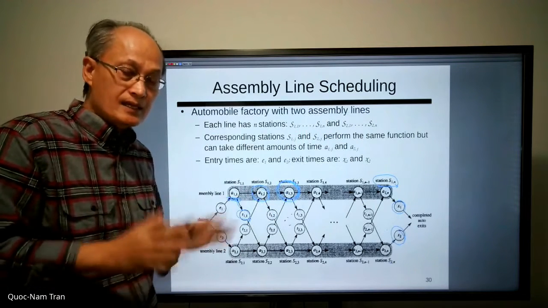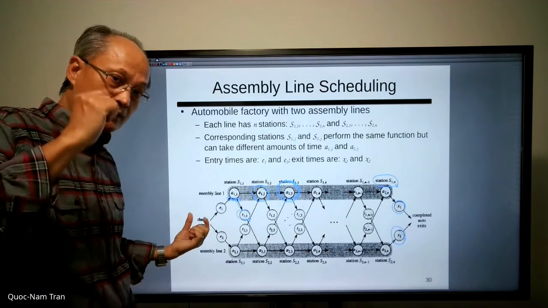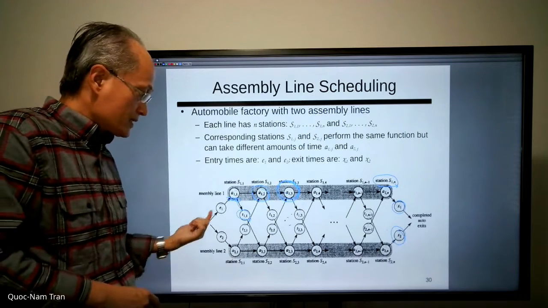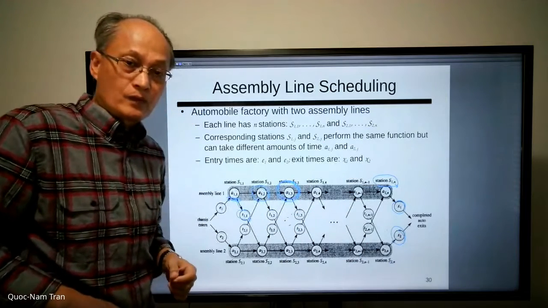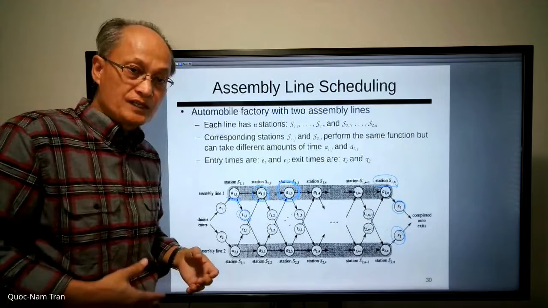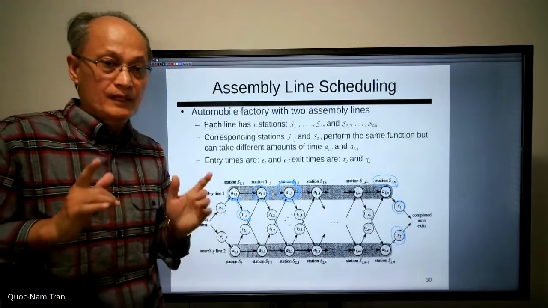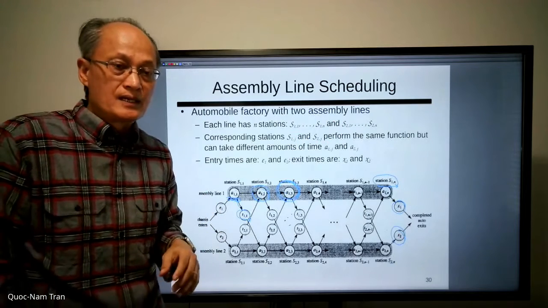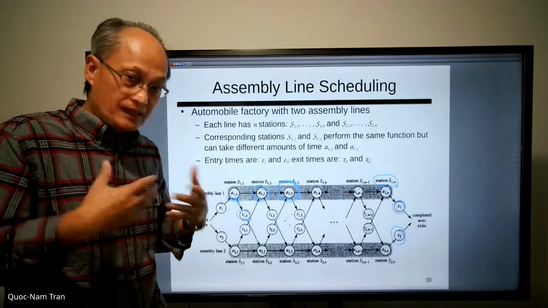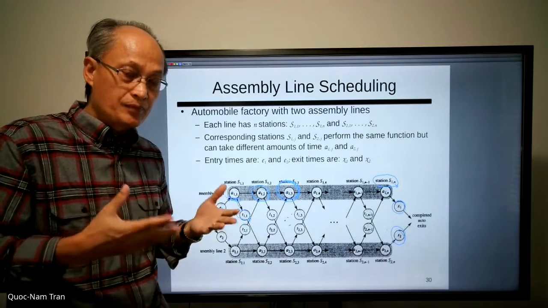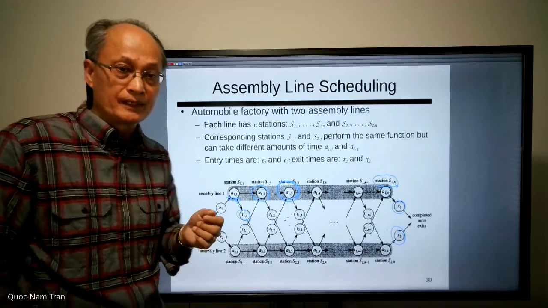So at any moment, we have a new chassis and we want to decide which choice of where to send it will give us the shortest time to finish the car. It's a real-world application and it has a lot of benefits to help car producers increase their performance. And it's very important, right?